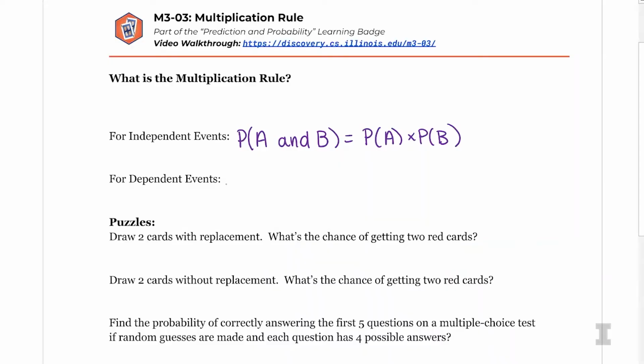So dependent events are complicated. Just a reminder, dependent means that the probability of the first event happening or not happening affects the probability of the second event. So when I write this out, the probability of A and B for dependent events is still equal to the probability of A times something, but I want to be a little more specific and say the probability of B given A. And we'll see through these puzzles how this is different depending on if we have independent or dependent events.